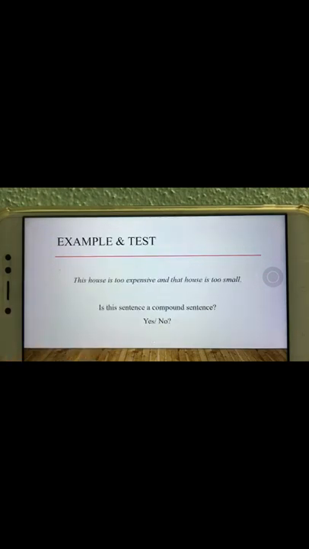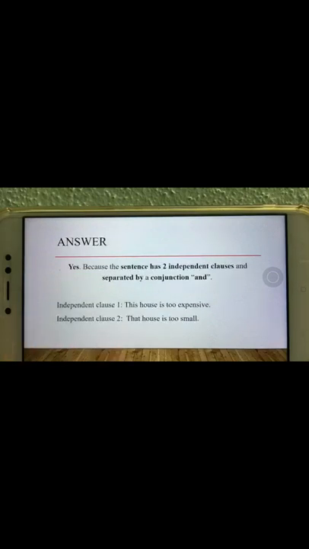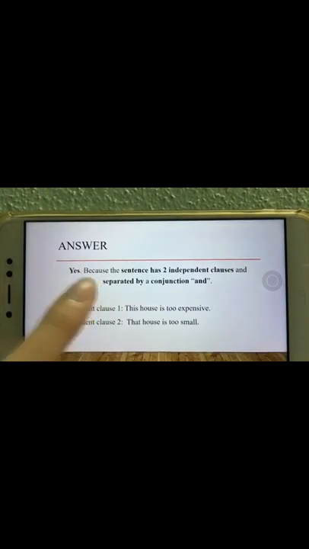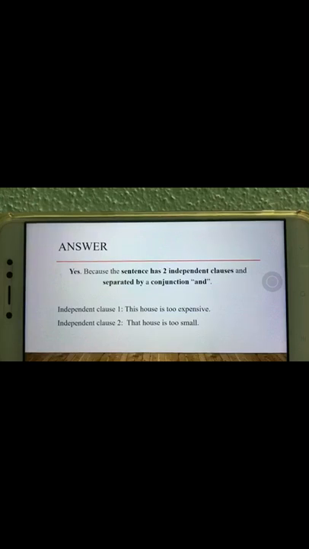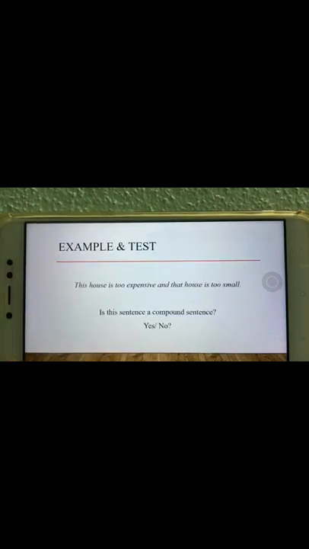Moving on, let's take a look at the example and test. This house is too expensive and that house is too small. Is this sentence a compound sentence? Yes or no? The answer is yes, because the sentence has two independent clauses separated by a conjunction, and. Therefore, this explanation fulfills the definition of a compound sentence, which is two independent clauses and a conjunction, or a comma, or a semicolon.